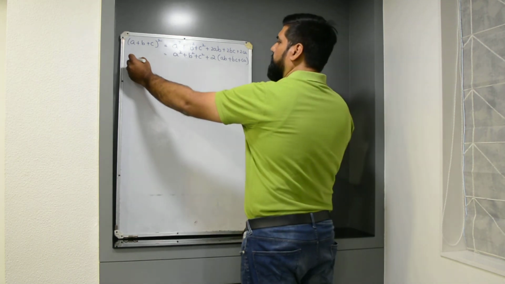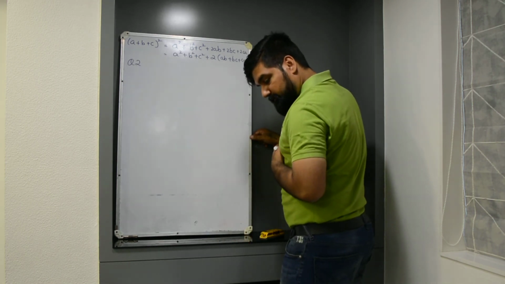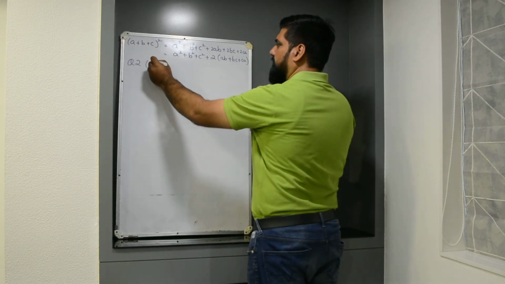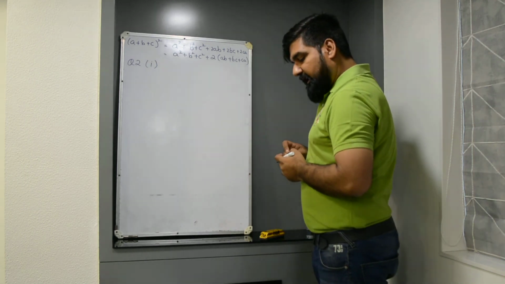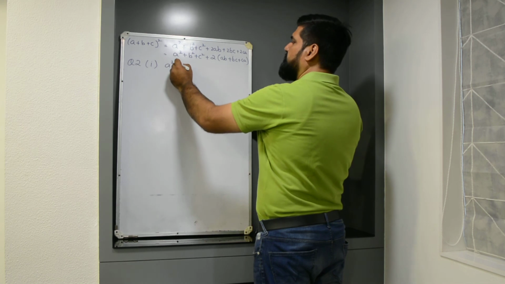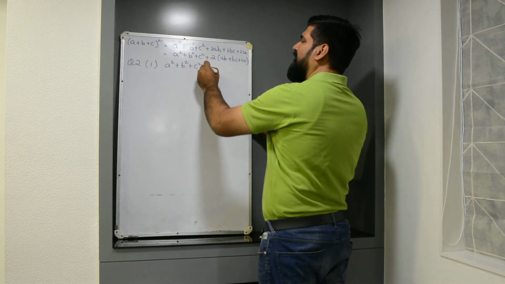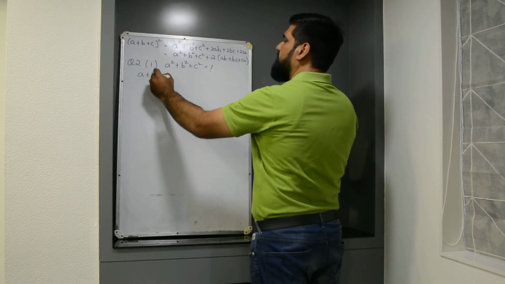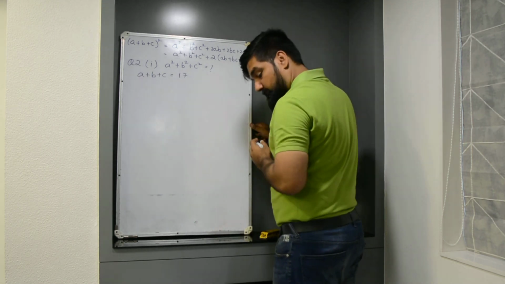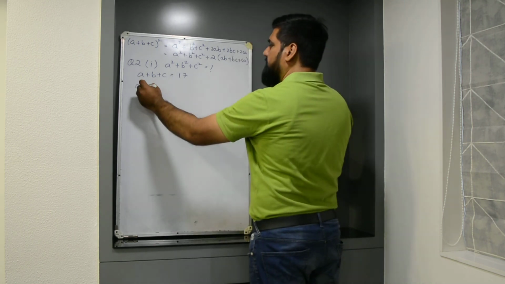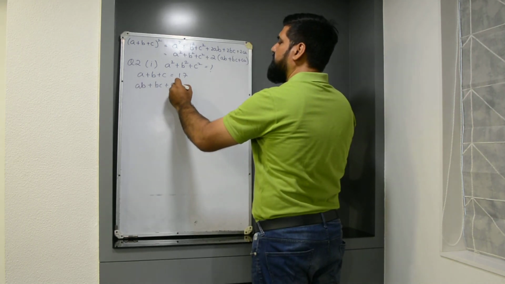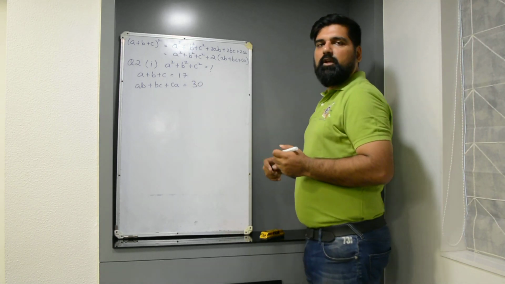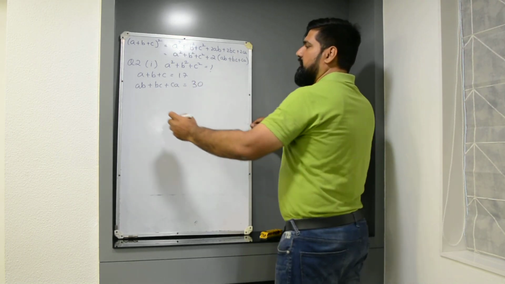So question 2, first part. We need to find a square plus b square plus c square when it is given to us that a plus b plus c is equal to 17 and ab plus bc plus ca is equal to 30. Okay, so we'll be using the same identity.